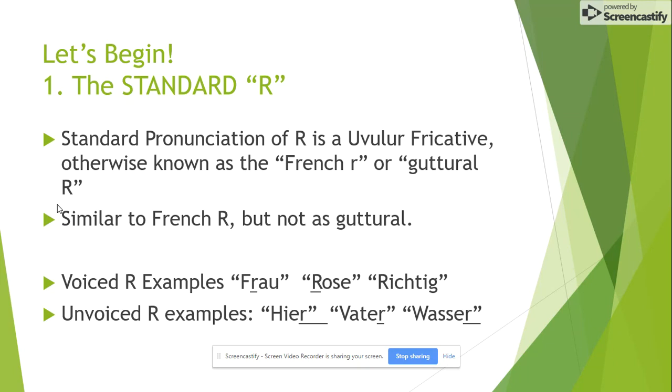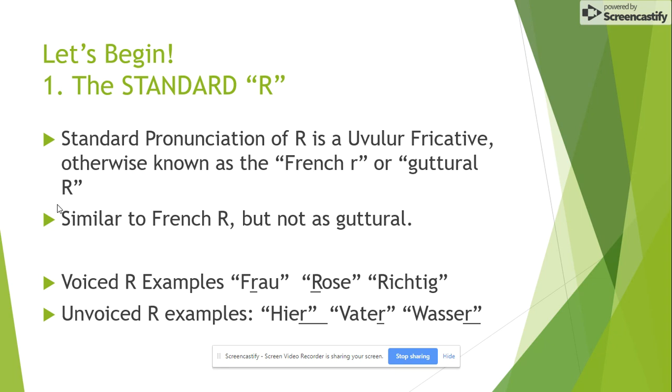It is known in linguistic terms as a uvular fricative because it is made in the back of your throat with the uvula. It is the same one in French, but it's not as guttural in French. So some examples of that in modern German would be in the words Frau, Rose, richtig. Now those are examples of when the R is voiced.